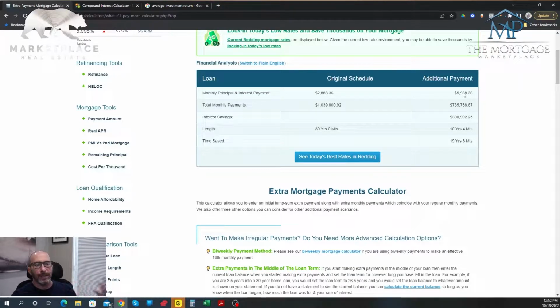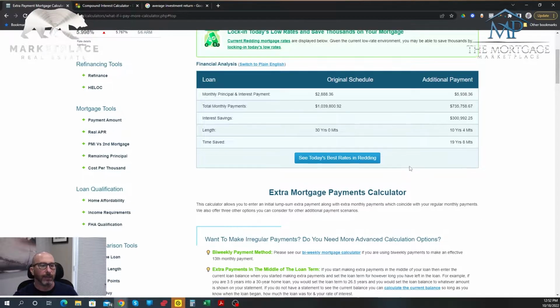So she's making her $2,800 payment a month like she would be required to do, and then bringing in the principal reduction portion of it. So that comes to $5,938. She ends up saving $300,000 in interest and taking that 30-year fixed mortgage and paying it off in 10 years and 4 months. Okay, so she saves basically 20 years. She cuts 20 years off of her 30-year fixed.